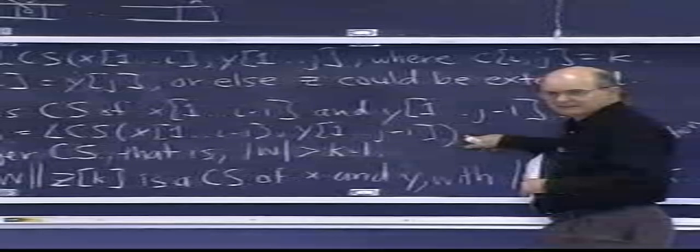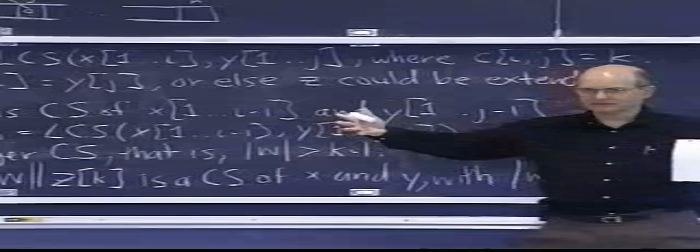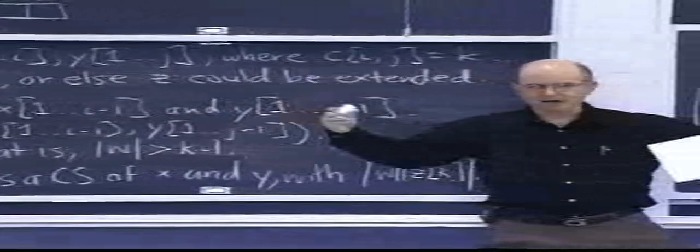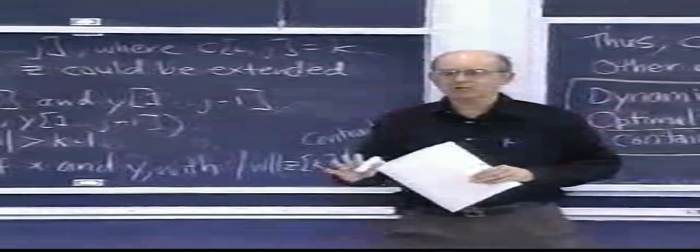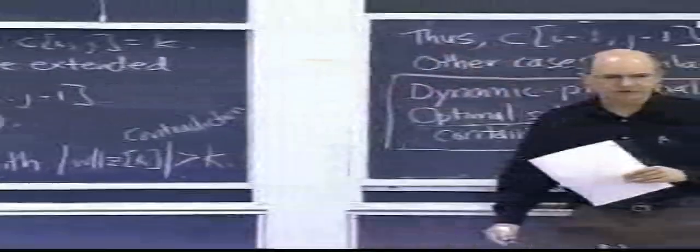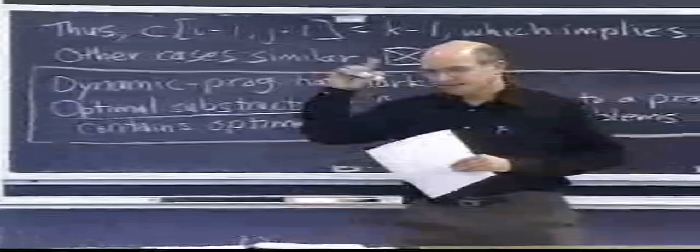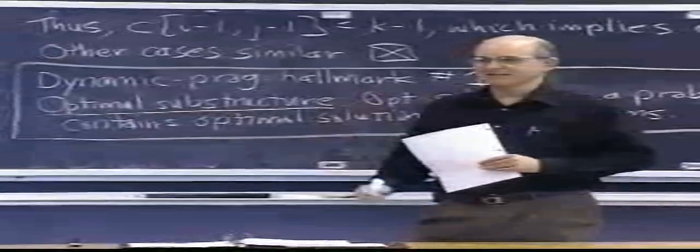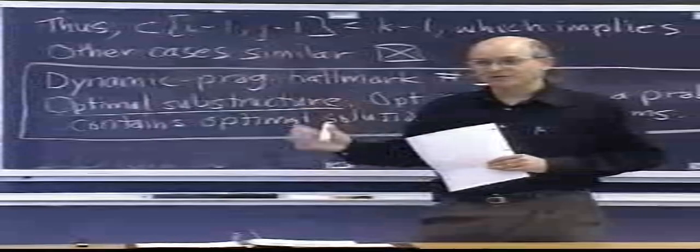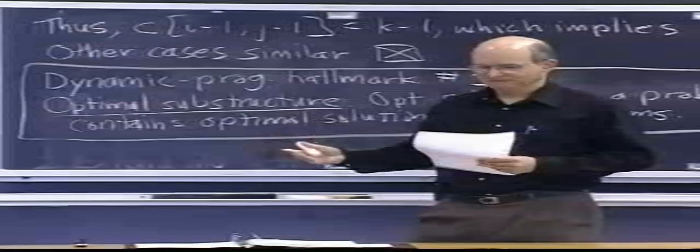Okay? So you have a solution to a globally optimal problem, and if you look within it, you've got solutions to subproblems in it. That's not always the case for problems. But when it is, one of the things you want to think is, hey, maybe dynamic programming applies. And what you then look for is the second hallmark.